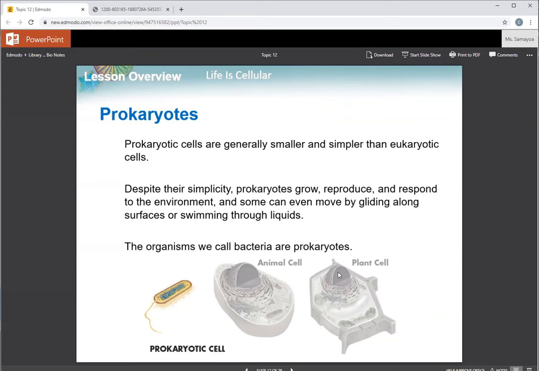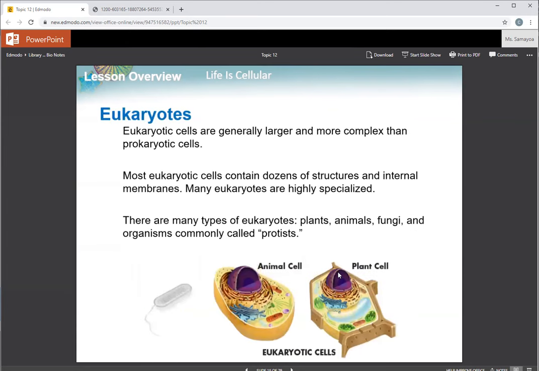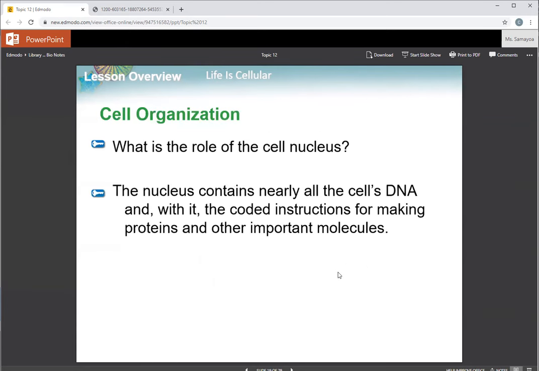So prokaryotic, again, they're very basic. They just respond to the environment. If they go through cell division, they're going to end up making clones. Animal and plant cells will only do that with body cells, but you guys will actually go through sexual reproduction because you are animals. Let's get through that.